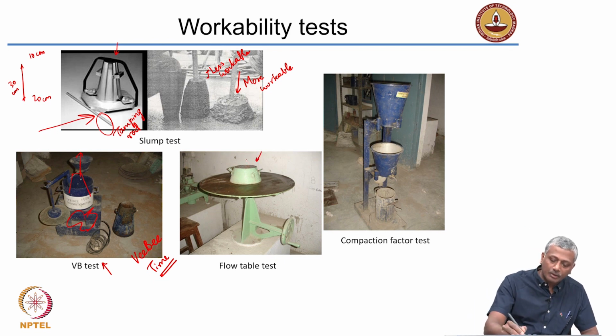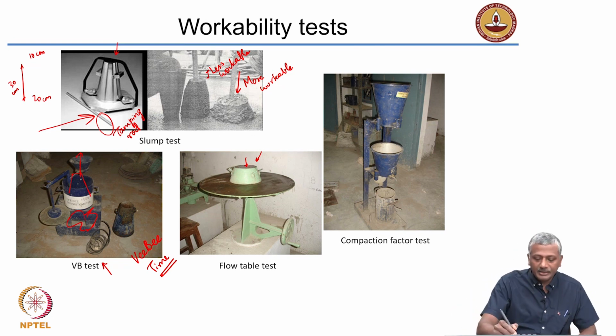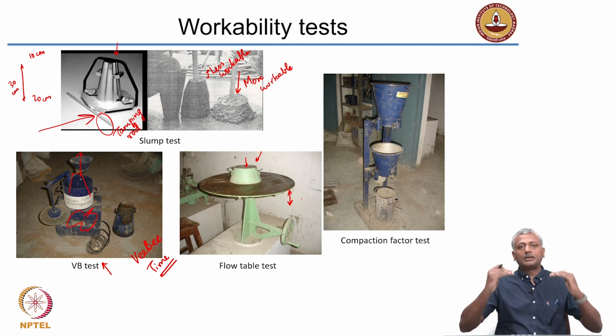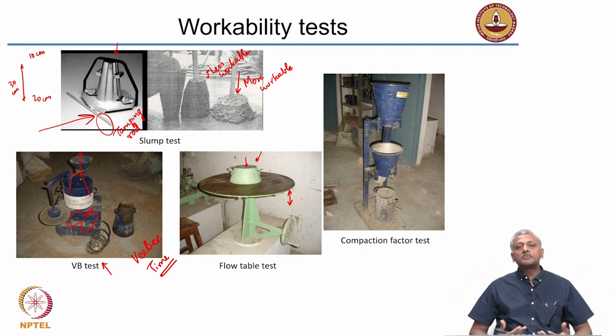So, here you put your concrete inside this frustrum of a cone, lift that, and then you have this table which is jolted up and down a certain number of times. Okay, what will happen because of this jolting? The concrete will get vibrations and it will start spreading out. Then you measure the total spread of the concrete, and that spread is basically called the flow table spread. Okay, it's usually measured in millimeters.